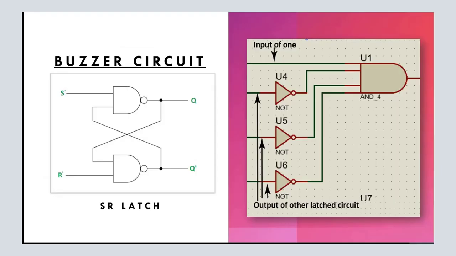Now let's see how the buzzer circuit is implemented. As buzzers are a kind of push button, we had to latch the circuit. We used an SR latch for this. If one player presses the button, we had to turn off the other players' buzzer inputs. For this, we used NOT of the others' latched outputs and ANDed it to that player's input. So this is the circuit diagram of that.